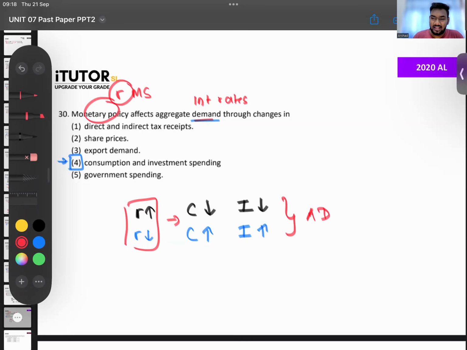So export demand, guys, won't depend on your interest rates. Now, let's say Sri Lanka is exporting tea and garments. So our export demand is not going to be affected by what our interest rate is, right? The foreign companies are still going to demand the same amount of tea and the same amount of garments. Whether our interest rate is 2% or 5%, they don't care. They are still buying 100 kilos of tea and 500 t-shirts.